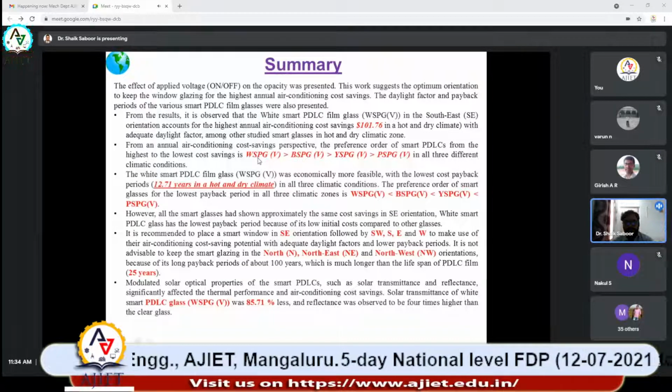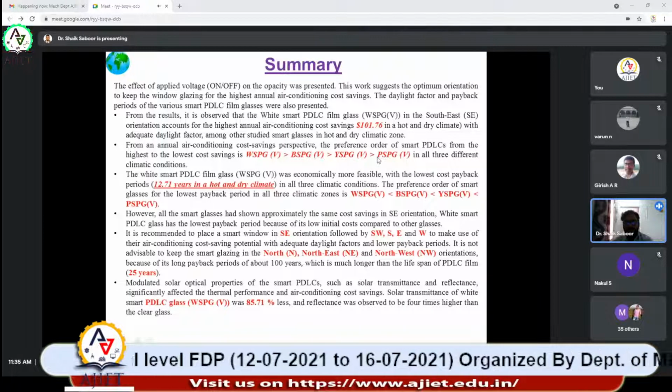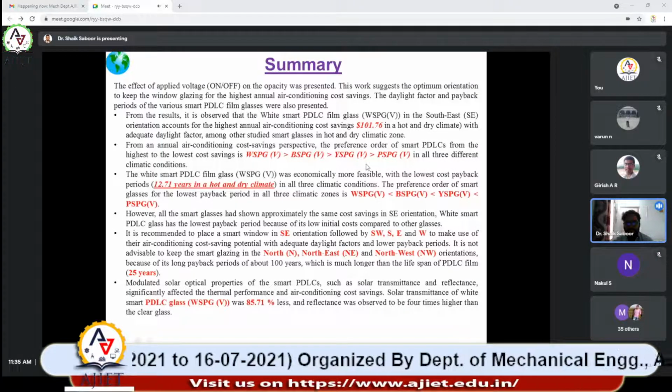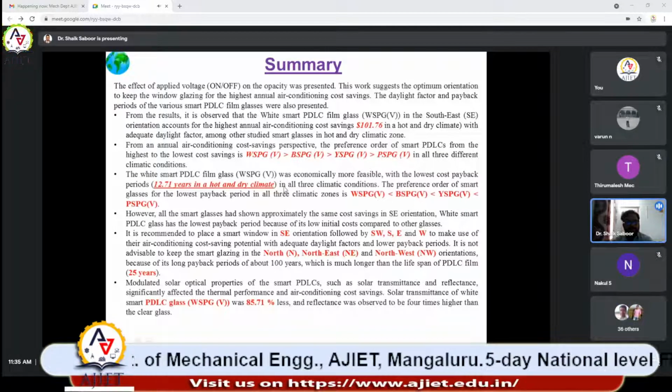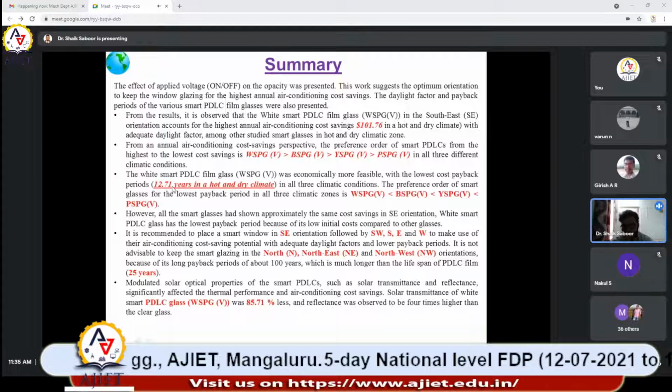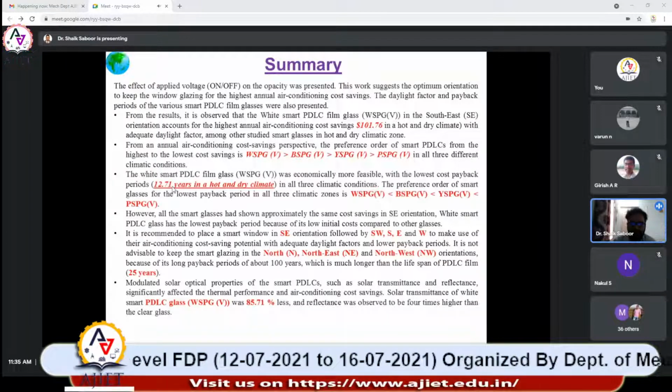White colored one, next blue colored one, yellow colored one, and pink colored one, with respect to the voltage applied condition. The payback period cost is usually 12.7 years here. That is also a feasible condition that we are getting.